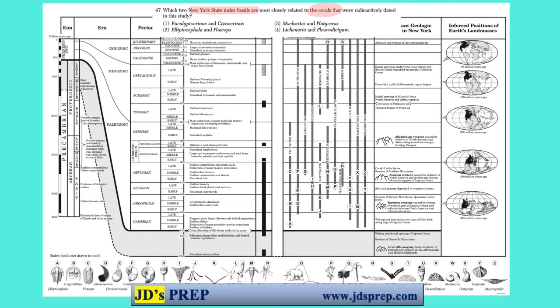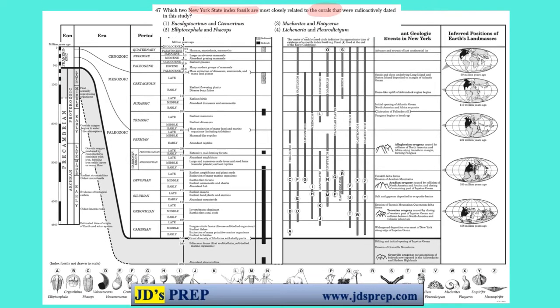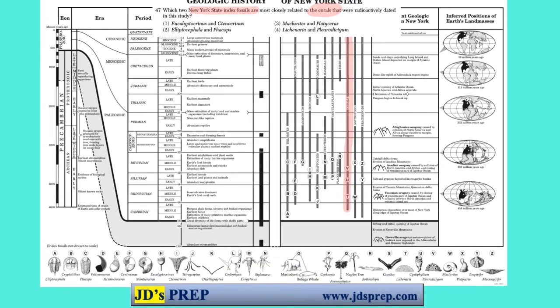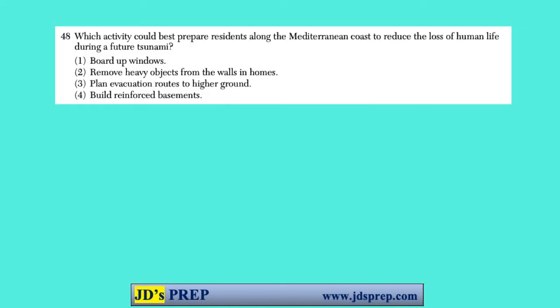Looking at these fossils, we're looking for corals closely related to the corals in the Mediterranean, which are likely going to be these corals. So our index fossils are V, U, and T, which go down here. These 3. Our correct answer is going to be 4. Those are 2 of those ones identified.